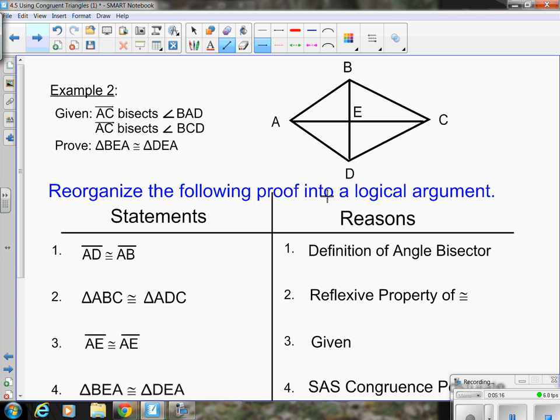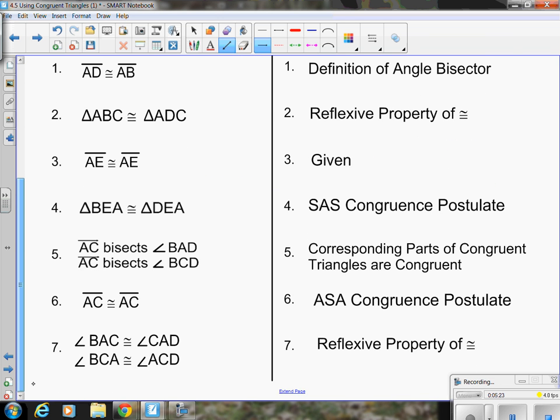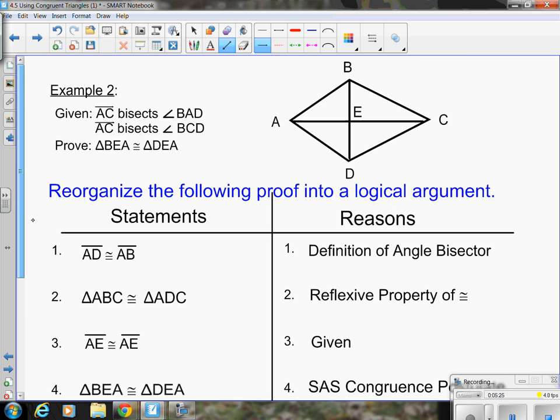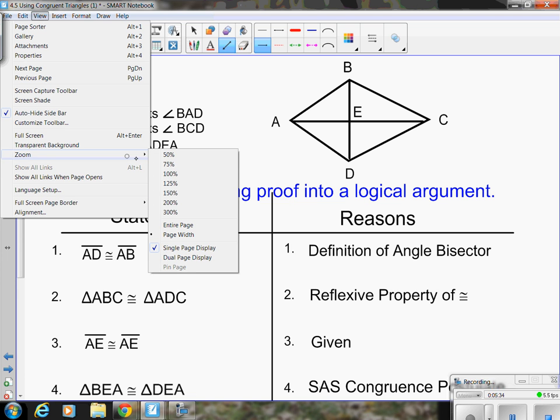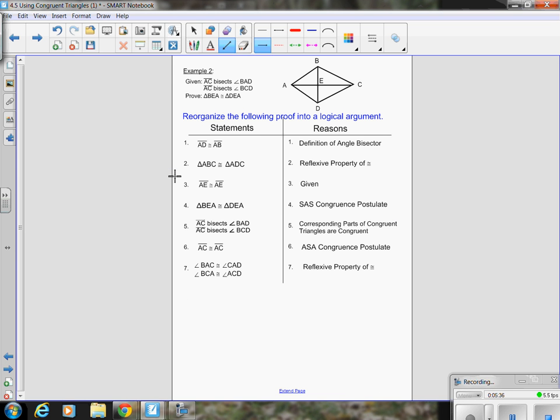Now here we got to reorganize the following proof into a logical argument. So all these things are in the wrong order, and there's quite a few of them. Okay, so I can't quite fit it all into one page unless I can zoom out a little bit. Might help. There we go. All right, so hopefully you can still read it on your computer. I think you should be able to, but ray AC bisects angle BAD.